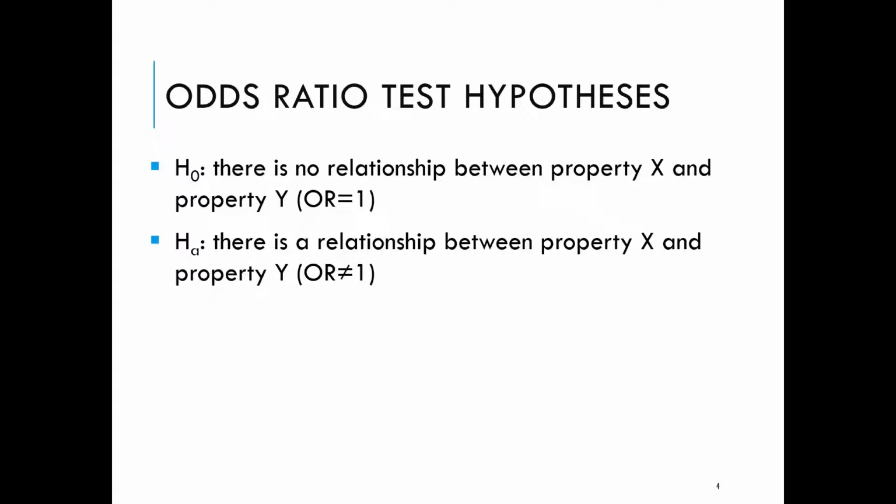The hypotheses of the odds ratio test involve the relationship between the first property X and the second property Y. The null hypothesis states that there is no relationship between these two properties. This would be reflected when the odds ratio is close to or equal to 1. The alternative hypothesis is that there is a relationship between property X and property Y. This is reflected when the odds ratio is not equal to 1.